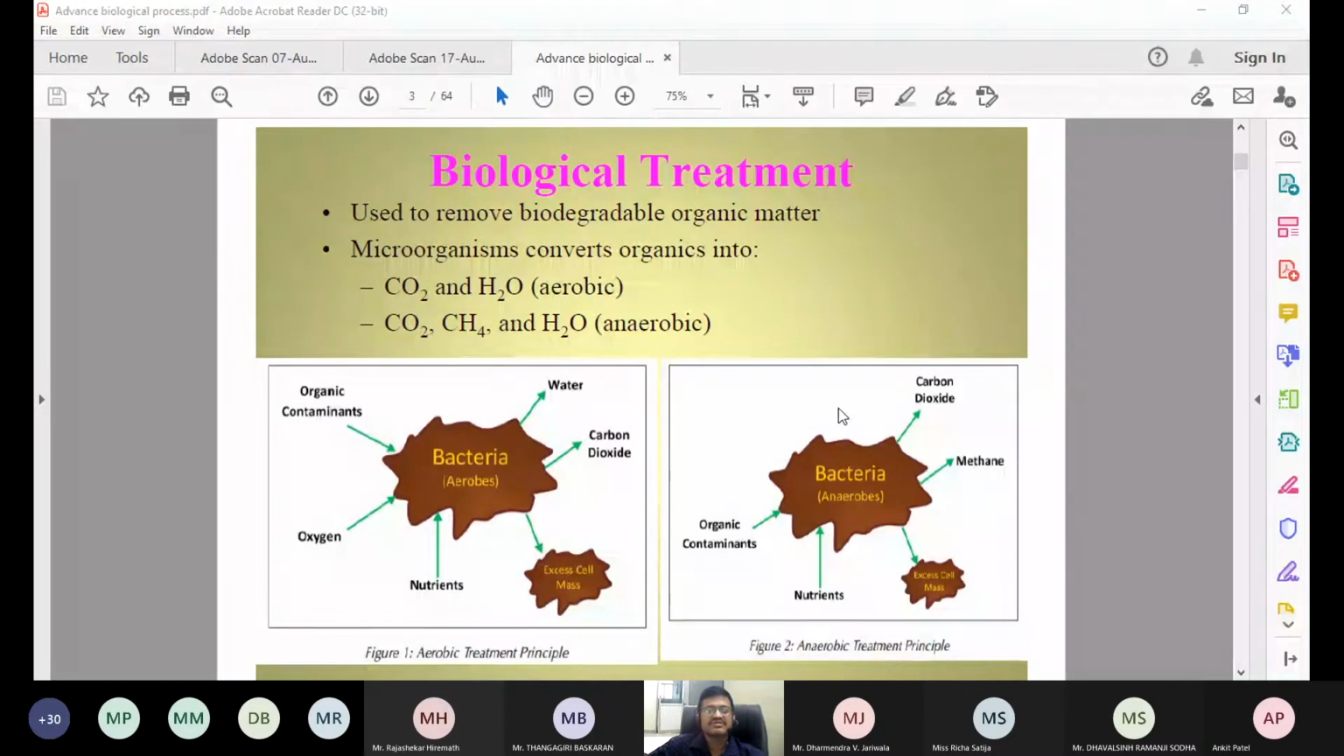Yes, sure. I think for anaerobic digestion, is oxygen required or not? Because I think without oxygen, nothing can be decomposed.